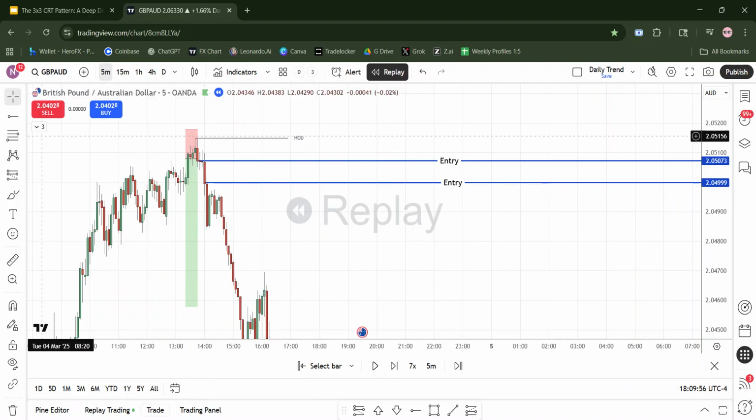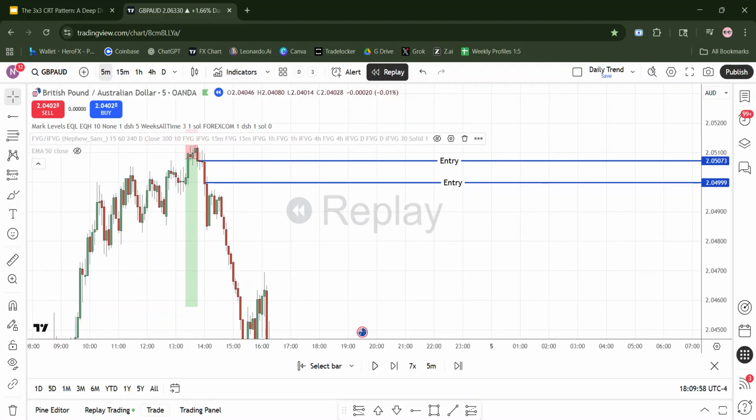And then on this retrace, let's see if there's a fair value gap. Maybe want to employ that a little bit. I think I see one. Not quite. But actually, yeah, I see a couple down there. But let's just say right here.